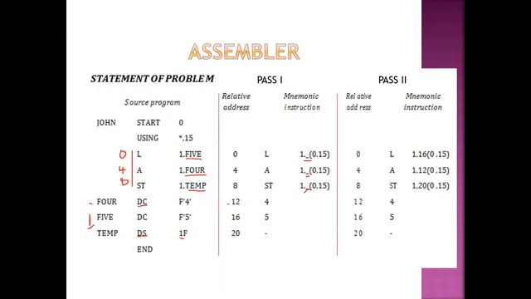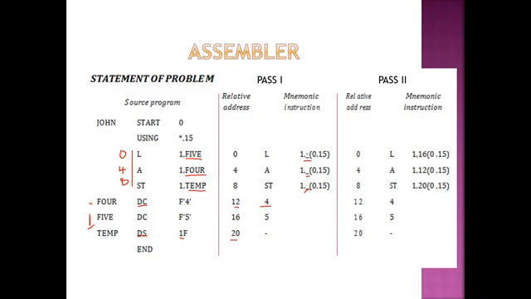After 8, the next step is that after the program is done, you have to store the data. First, at location 12, what am I going to store? 4, right? 4 is going to be stored at location 12. So for 4 DC, number 4 is stored in location 12. Similarly, 5 is going to be stored in location 16, and at location 20, after executing the program, some value will be stored, but you know the address now. For temp, the address is 20.